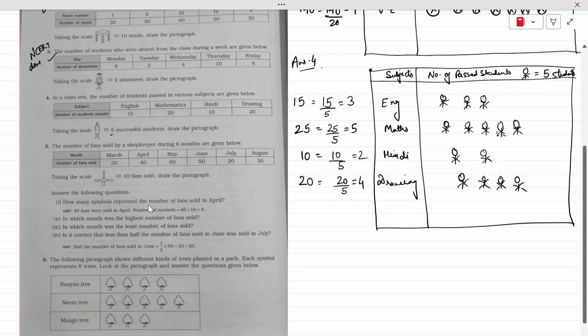How many symbols represent the number of fans sold in April? Okay, so kids, looking at the data, we have the data for April as 40, answer number 5. Okay, for April the data is 40 and the scale is 10. So how many symbols do you have to draw? You have to draw 4 symbols. It is also written here.